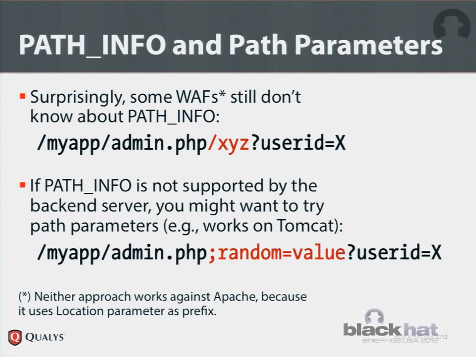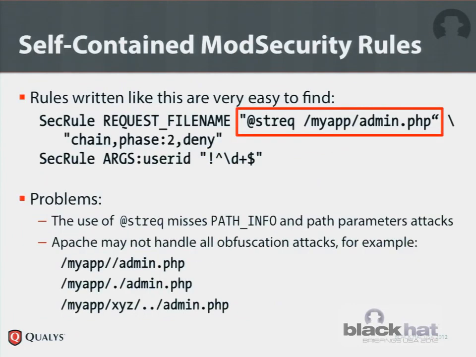The second technique is a very seldom used feature known as path parameters. To my knowledge, this is used only by the Java Servlet specification to transport session IDs. The approach is similar: you just append a semicolon and put some random stuff there. You break the path, and then you prevent the WAF from detecting the path correctly, and you prevent the patch from running. These two examples don't work in Apache because Apache's Location tag works like a prefix. That's all good.